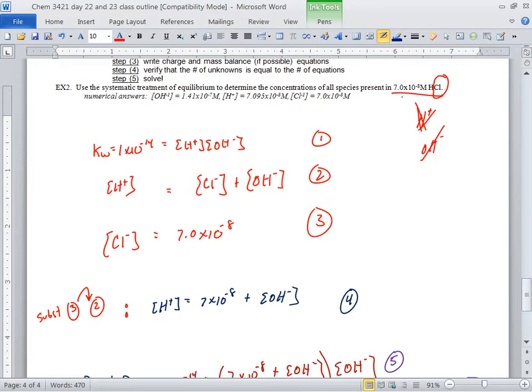Yeah, that's right. You should be getting 1.41 times 10 to the negative 7. Otherwise, you're messing up. Is that a 2 or a 5 on the hydrogen ion? Hydrogen ion is 7.095 times 10 to the negative 8. But you should get something really close. It might be rounding or something. But I got 7.092. Oh, come on. That's just rounding. Someone's carrying a different number of digits. Either I am or you are.